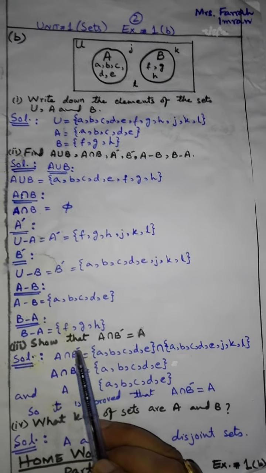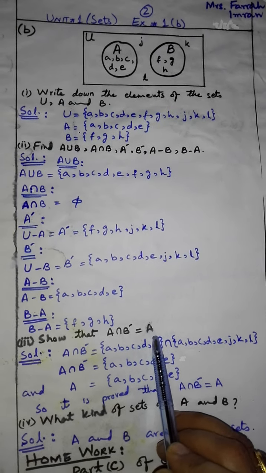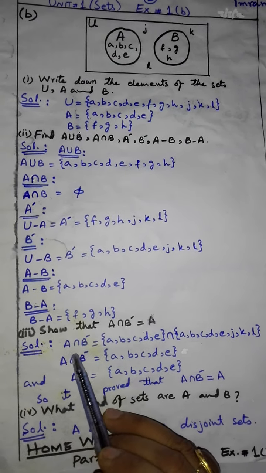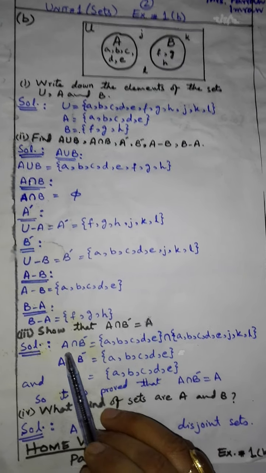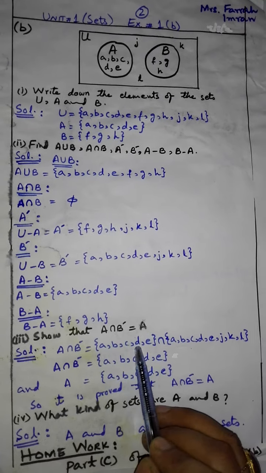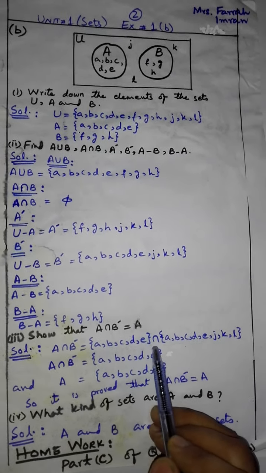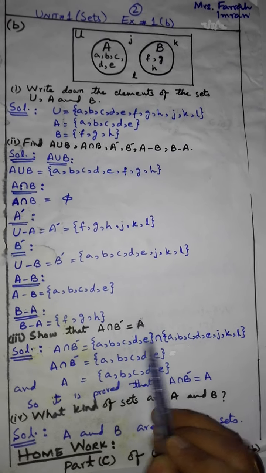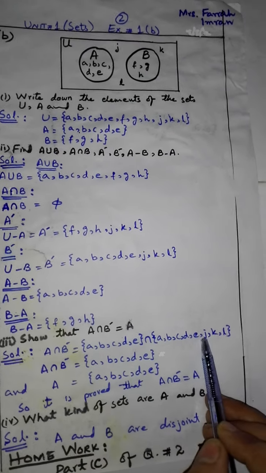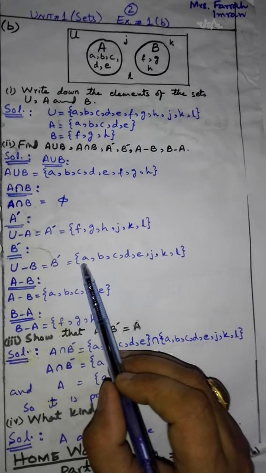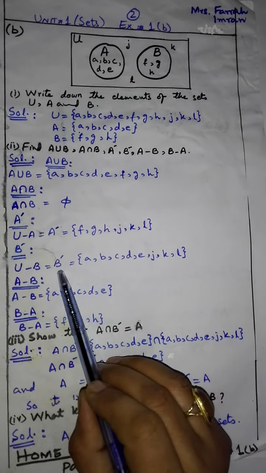Third part. Show that A intersection B complement is equal to A. Solution. At first we find A intersection B complement. We write the elements of A here. These are A, B, C, D, E. Intersection. This is the symbol for intersection. Now we write down the elements of B complement. We found it already. Look at here: A, B, C, D, E, J, K, L. These are the elements of B complement.